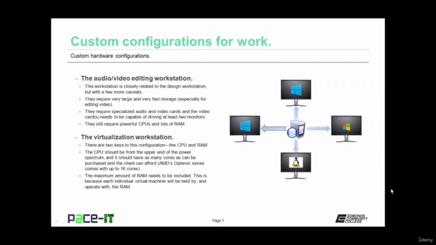The virtualization workstation. Well, there are 2 keys here to this configuration, the CPU and the RAM. The CPU should come from the upper end of the power spectrum, and it should have as many cores as can be purchased and the client can afford. By the way, AMD's Opteron series of processors comes with up to 16 cores. Now, the maximum amount of RAM, random access memory, needs to be included. This is because each individual virtual machine will be held by and operate within the RAM. So it's all shared between the virtual machines, so you need a lot of it.